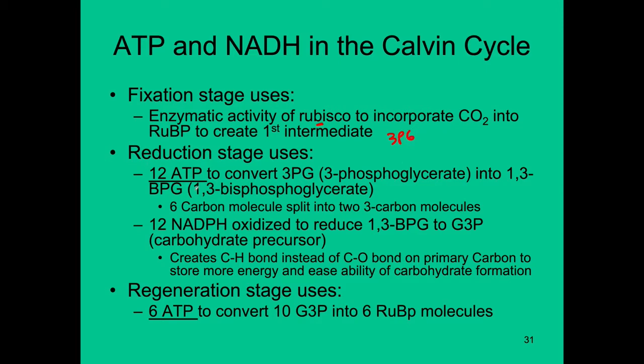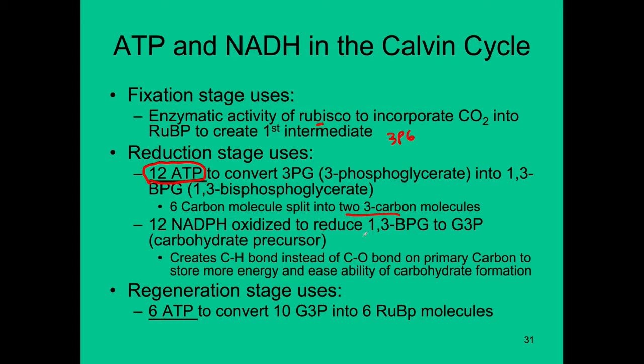Then we have the reduction stage. The reduction stage takes 12 ATP. That's a lot of ATP. And it converts that 3PG into the 1,3-BPG, or bisphosphoglycerate. This is a 6-carbon molecule, and it's going to get split into 2 3-carbon molecules. We saw that in glycolysis. Remember, in glycolysis, we split glucose, a 6-carbon molecule, into 3-carbon molecules.